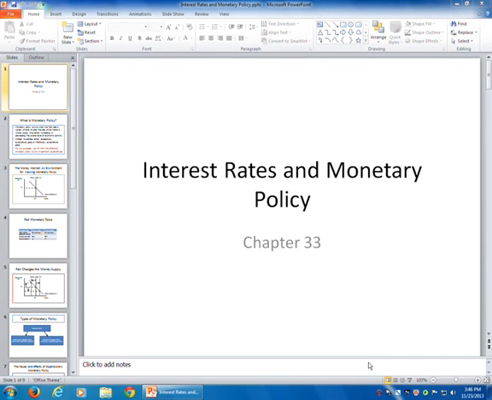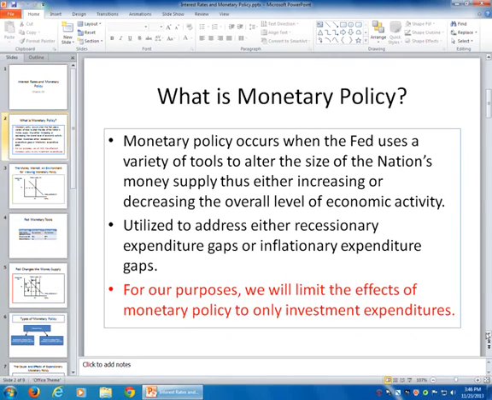This lecture focuses on interest rates and monetary policy. It's where we look at the Federal Reserve using its tools to influence the size of the nation's money supply. Right? So we want to look at how monetary policy can be used to either speed up or slow down the economy. And so we start by, first of all, defining precisely what is monetary policy.